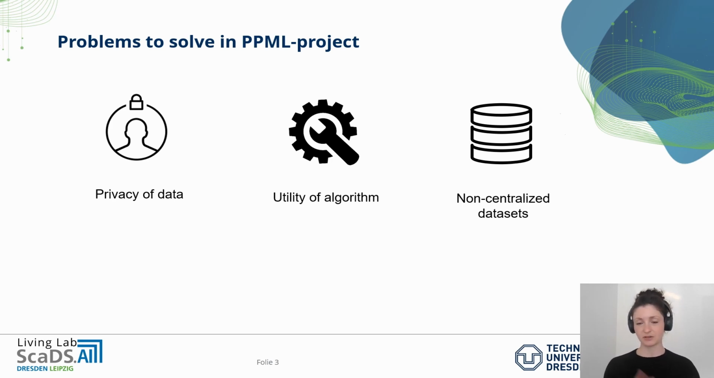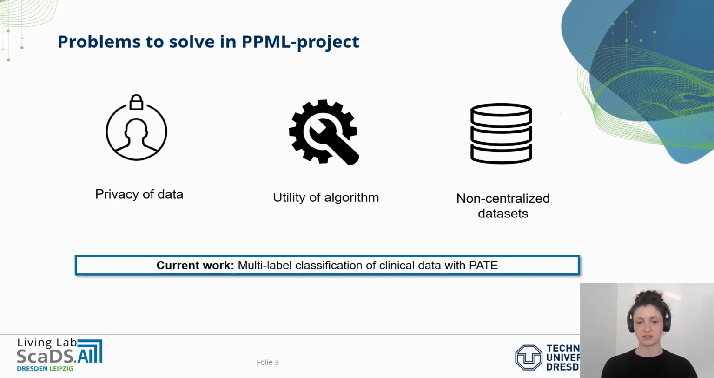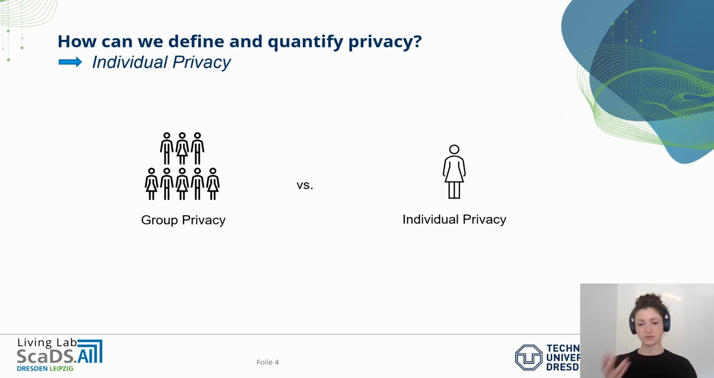So on my further slides, I want to briefly speak about all those 3 building blocks and talk about the solutions that I found for my current work, which is a multi-label classification of clinical data with PATI. So first, let's start with privacy. What do we mean by privacy, and how do we quantify it? How can we measure it?